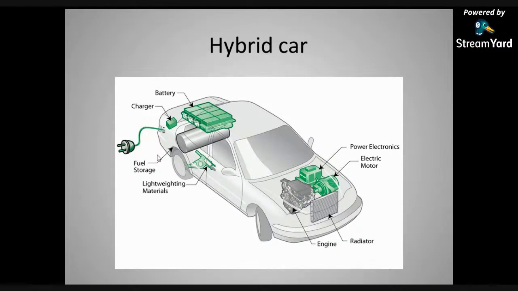ICE engine cars are heavier than electric vehicles, because electric vehicles have very little weight, and having less weight means you get more efficiency from the car. Since you are using an electric motor in the hybrid car and also an IC engine, it's going to add more weight to the hybrid car. So this is a complex problem which arises here. How are we going to solve this problem?